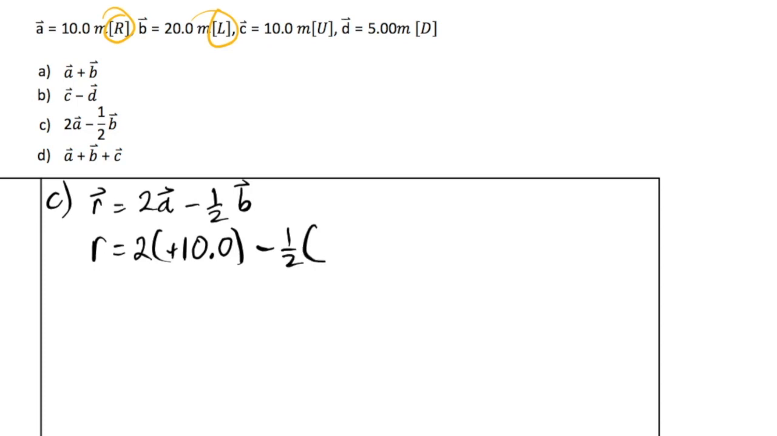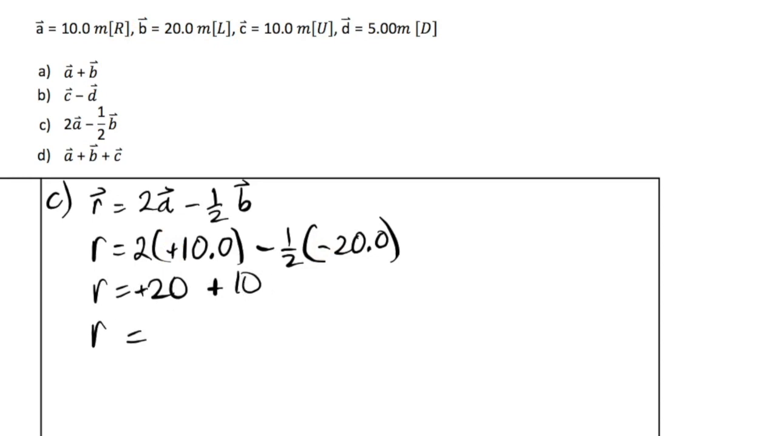You just have to make sure they have the right number of sig figs at the end. Minus 1/2 bracket negative 20. And again, this is important that you get the directions right. Positive because we're going to the right, negative because we're going to the left. R is equal to 20 plus 10, positive 20, I should say. That makes that positive 30 meters. Therefore, R to the correct number of sig figs is 30.0 meters to the right.